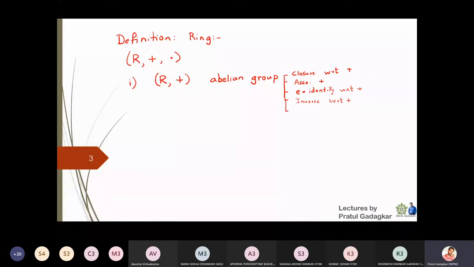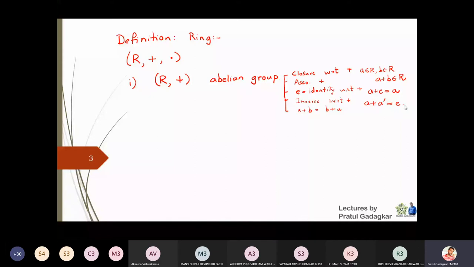And you know, abelian means A plus B must be equal to B plus A. So whenever a set R is given to you with two operations, with respect to the first operation, I will check whether it is forming an abelian group. Means if A is in R, B is in R, then A plus B must also belong to R. Associativity, you all know. Then A plus identity must be equal to A. That is the definition of identity. And inverse means A plus some element A dash must be there so that you will get the identity back. So this is the first thing that you have to check for a ring.